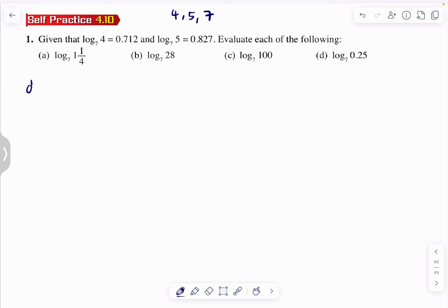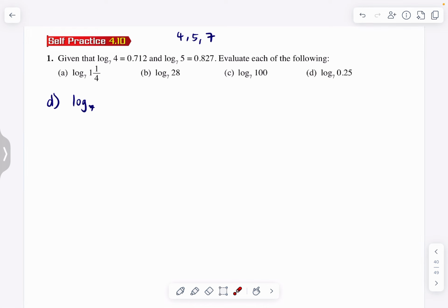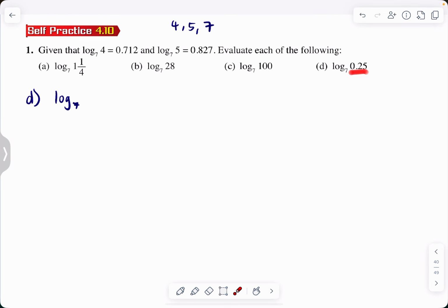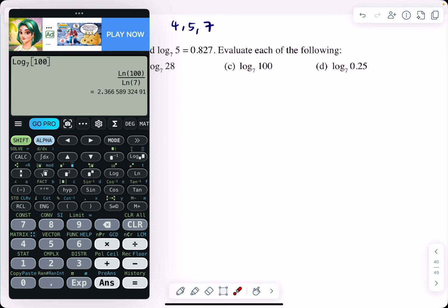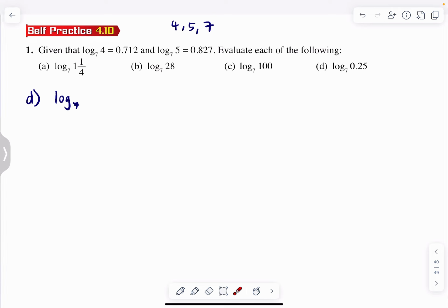Okay. Log 7, 0.25. I give you one tip. Whenever you see decimals, you just take your calculator, change it to fractions. So you just type this, you press equals, you get 1/4, right? So this 0.25 is 1/4.